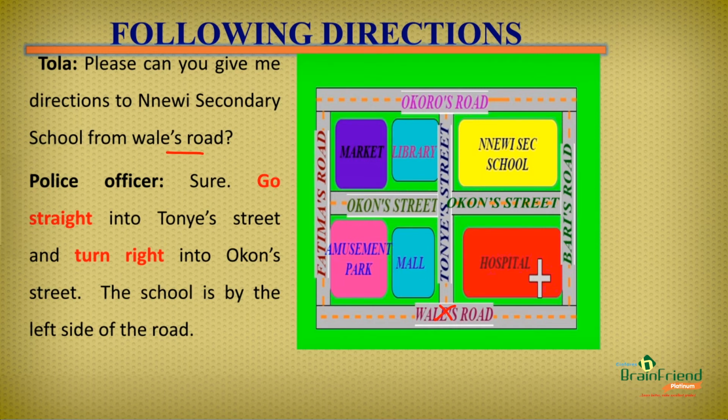Now go straight into Tonye Street. Turn right into Okon Street. This is left and this is right. The school is by the left side of the road. Correct. Let's take a look at another class activity.